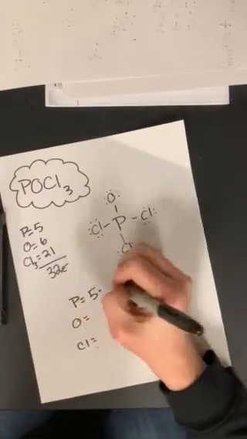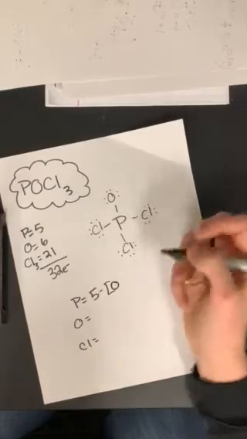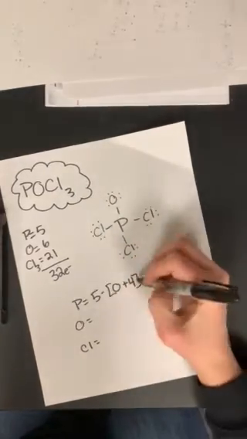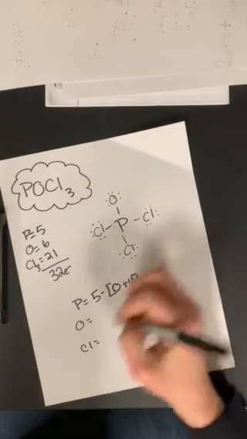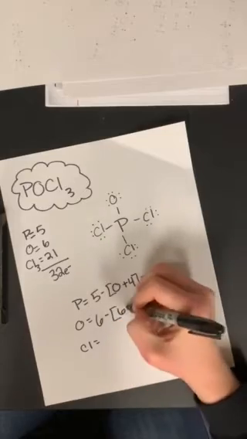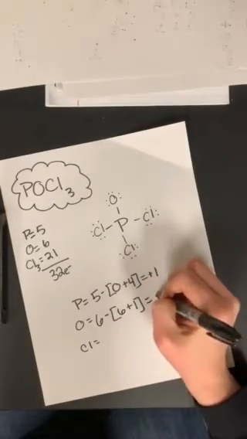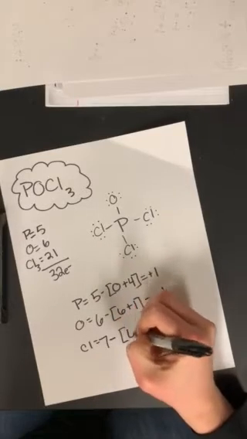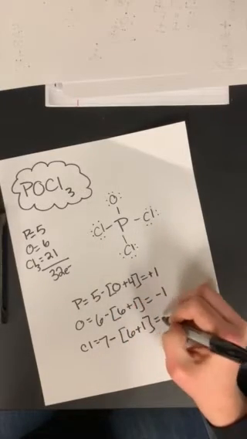Phosphorus, 5 valence electrons minus dots. There are 0 dots, and add in bonds. There are 4 bonds, so phosphorus is +1. Oxygen, 6 valence electrons, 6 dots, 1 bond, -1 charge. Chlorine, 7 valence electrons, 6 dots, 1 bond, 0.